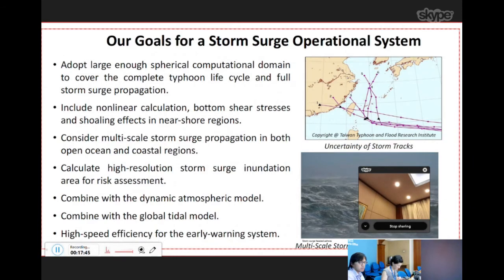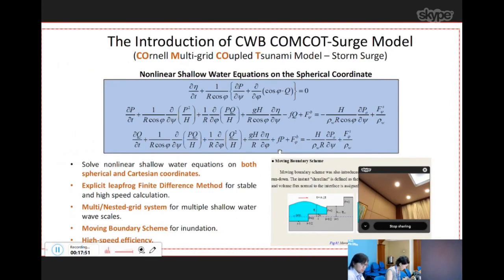And after we have a model, we need to do some model validation. So we choose a benchmark problem. We compare our results with a solitary wave run-up experiment done by Synolakis. The results are good, because the black line is our numerical result, and the red dots and the blue dots are from the experiments. So our results in the storm surge run-up calculation are very accurate.